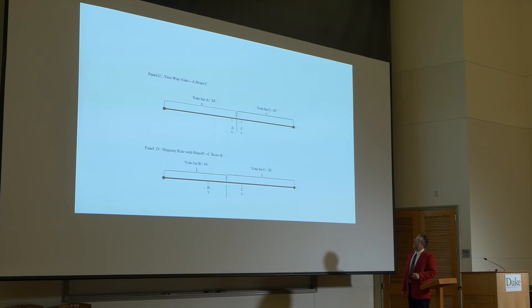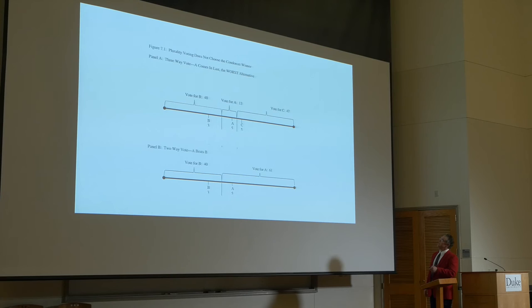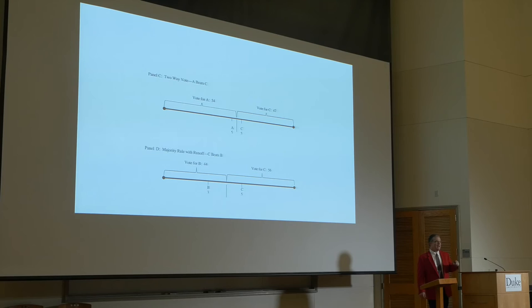You might say, what about majority rule with runoff? Majority rule with runoff means you take the two candidates with the most votes and have them run against each other. So one way you might do it is plurality rule. Who wins under plurality rule? Well, C does. What if it's majority rule with runoff? Well, C gets 47, B gets 40, they run against each other, and so C gets 56 and B gets 44. A doesn't make it to the runoff. Majority rule with runoff doesn't solve the problem. It's a terrible way of choosing.